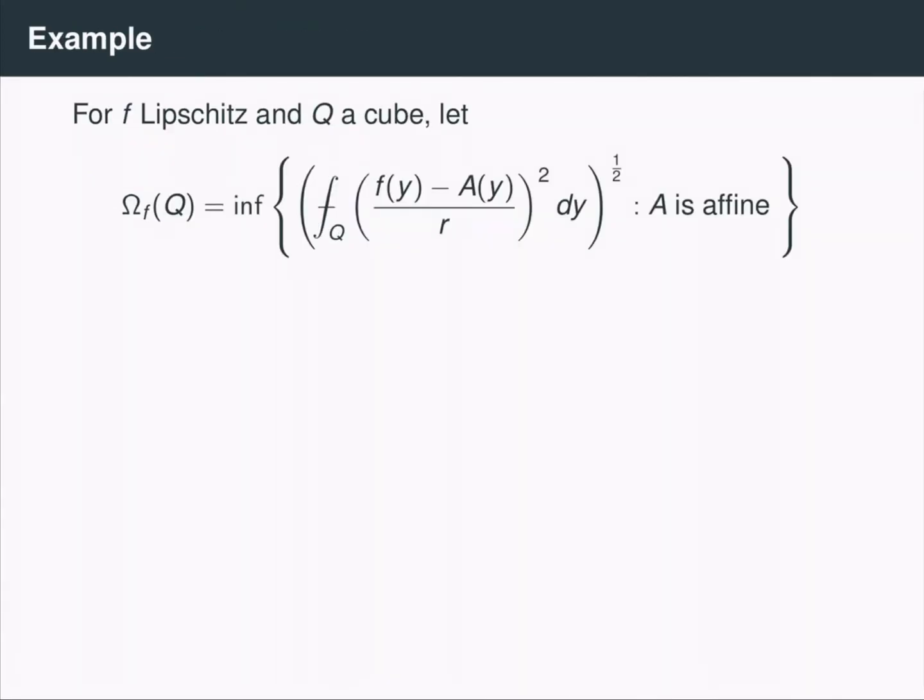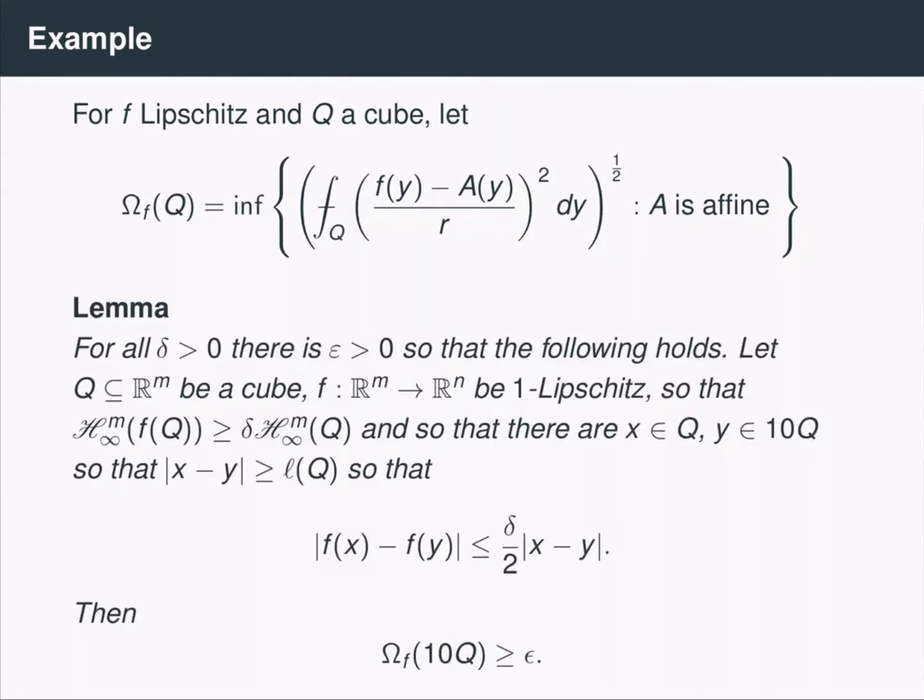We'll give an explicit example that's going to be relevant to us later when we study the bi-Lipschitz theorem. For a Lipschitz function f and a cube Q in Euclidean space, we're going to define the following quantity, omega f of Q. You take the L2 average over Q of the difference between f of y and an affine map A of y, and then you infimize this quantity over all affine maps A. So this measures how much f looks like an affine map.